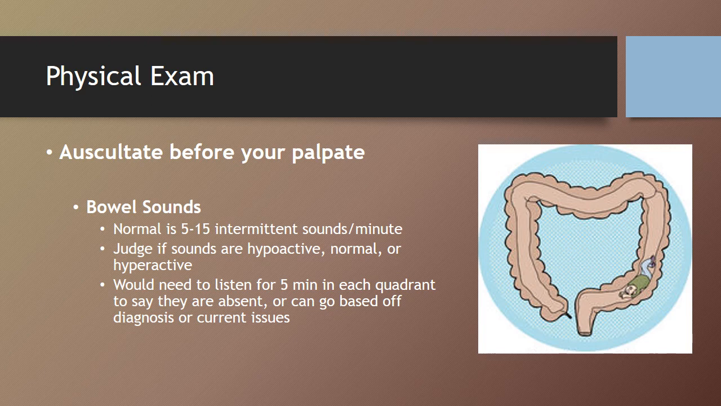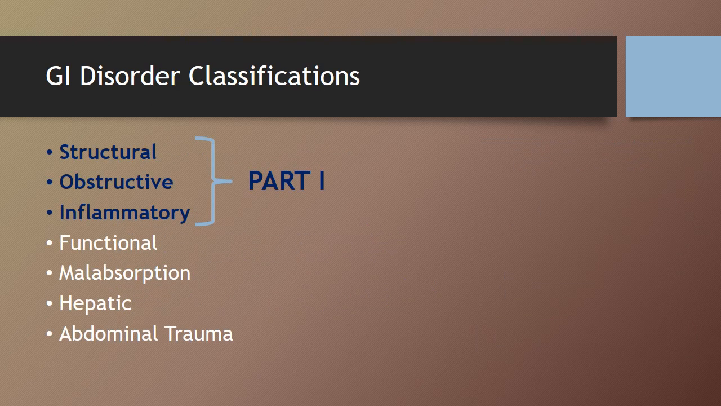Obviously, if they're less than 5, but not 0, that's hypoactive. If they're normal, they're 5 to 15. If they're hyperactive, they're more than 15. You'll hear it's like, rawr, rawr. I mean, it's going crazy in there. No doubt, the hyperactive. If you're really going to classify it as an absent bowel sound, you do have to listen technically for 5 minutes in each quadrant to say.